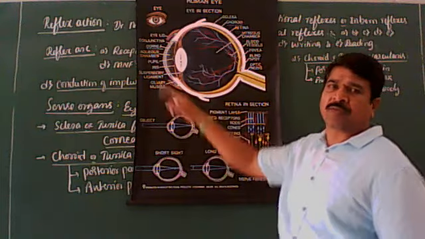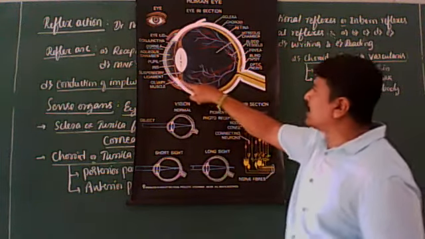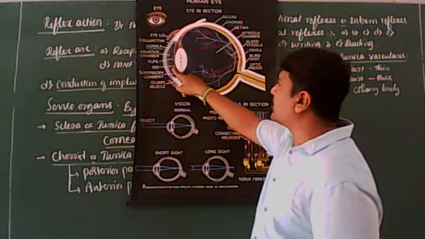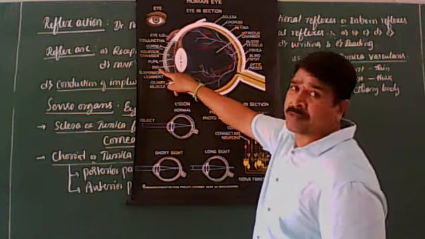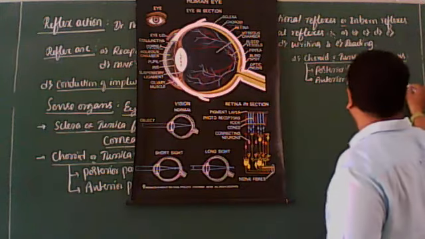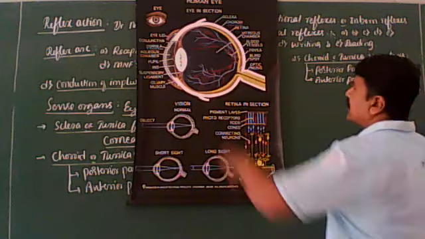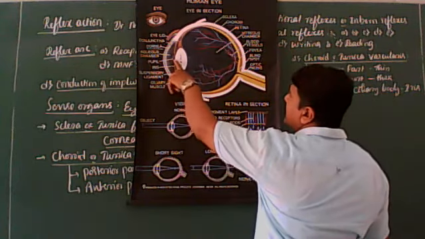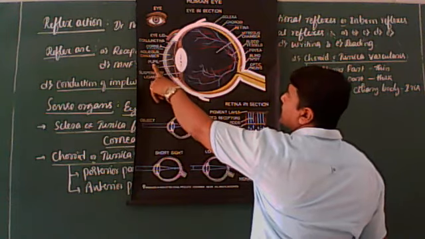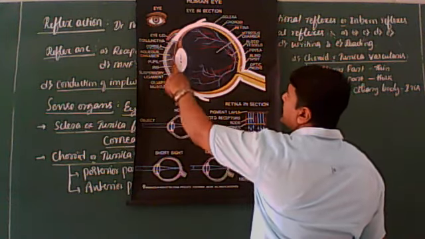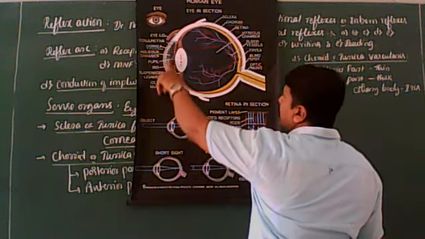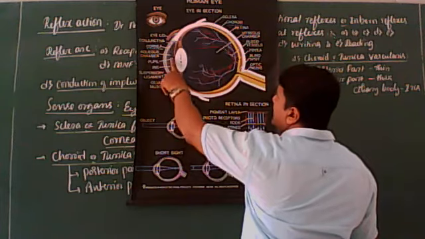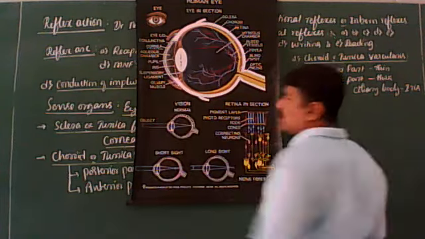I think it is very clear for you. So this ciliary body continues forward and forms a thick, pigmented, opaque structure called the iris. The iris has a central aperture called the pupil. The diameter of the pupil is regulated by the muscles of the iris.